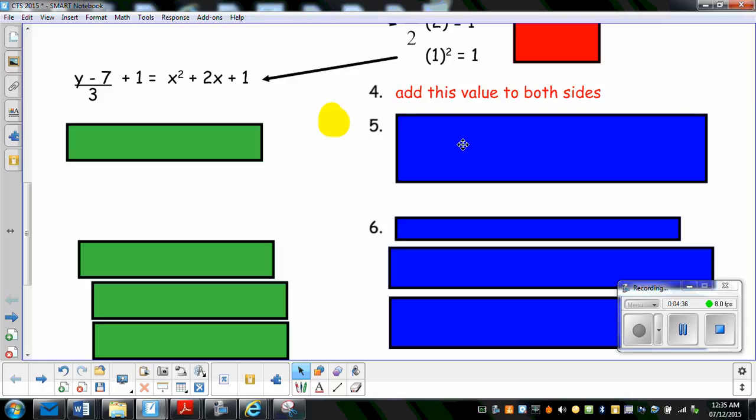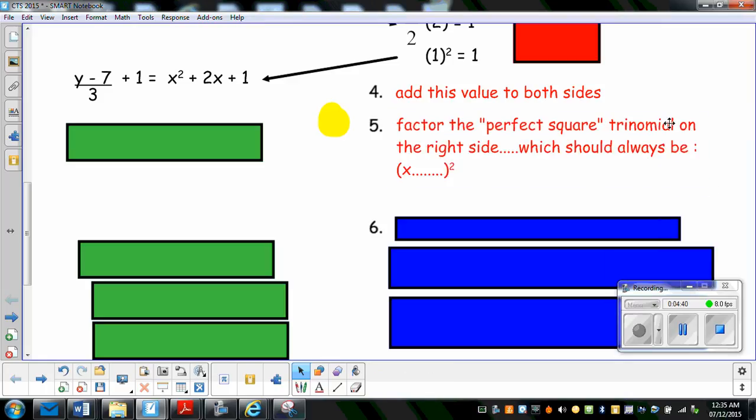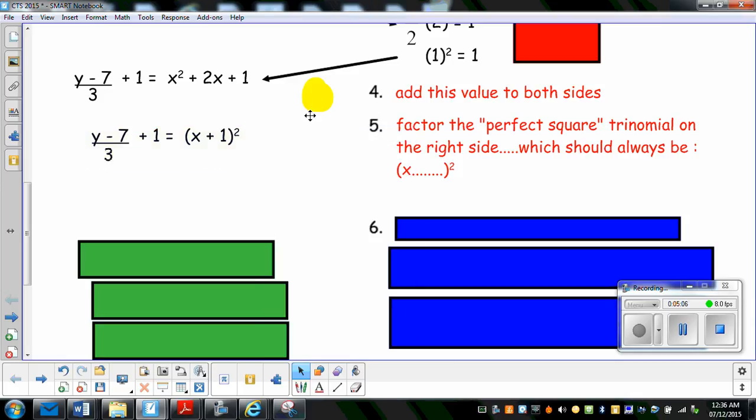At this point you're probably thinking, man, we're just making a bigger mess of this. But here's where our factoring comes into play, because what we've done by that last step is create a perfect square trinomial. If we follow those steps, this will always be a perfect square trinomial. If you don't recognize it, you can just factor it the normal way. That's what we want to do now: factor that. If I factor that perfect square trinomial on the right side, I end up with x plus 1 squared.